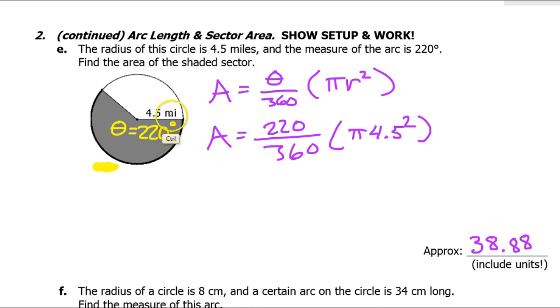And the units of length were miles, so that means the area units will be miles squared, square miles.